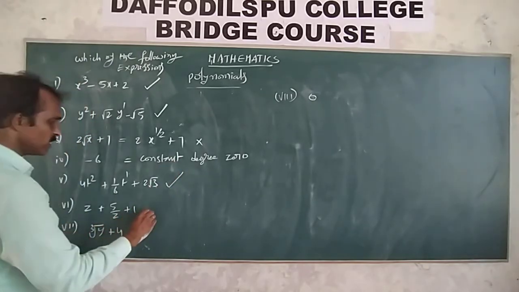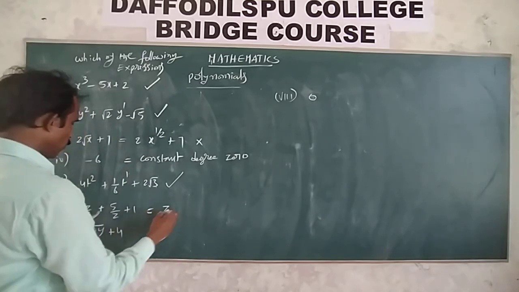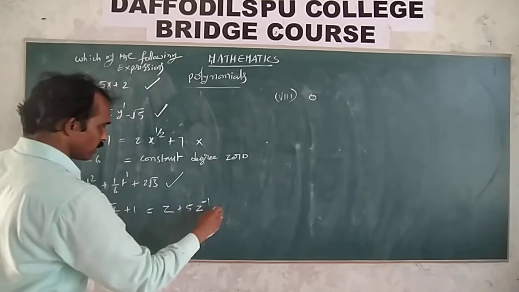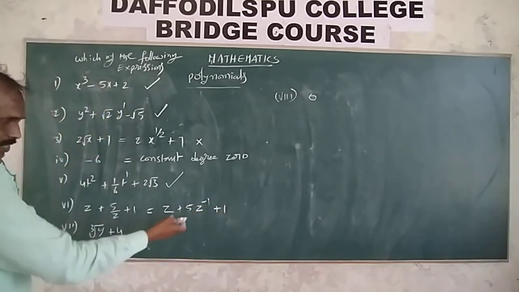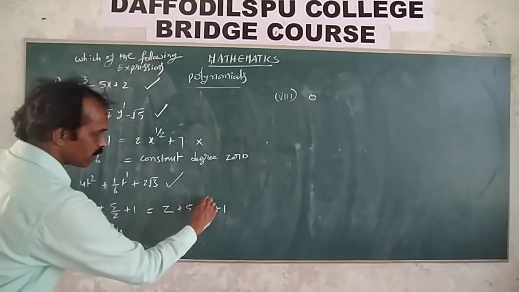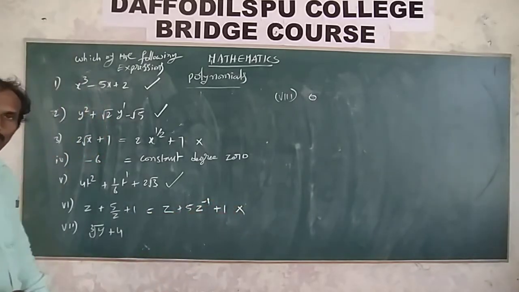Next, look at this one: 5 by z, that can be written as 5 into z power minus 1. So here the z power is a negative integer. A negative power means it is not a polynomial.